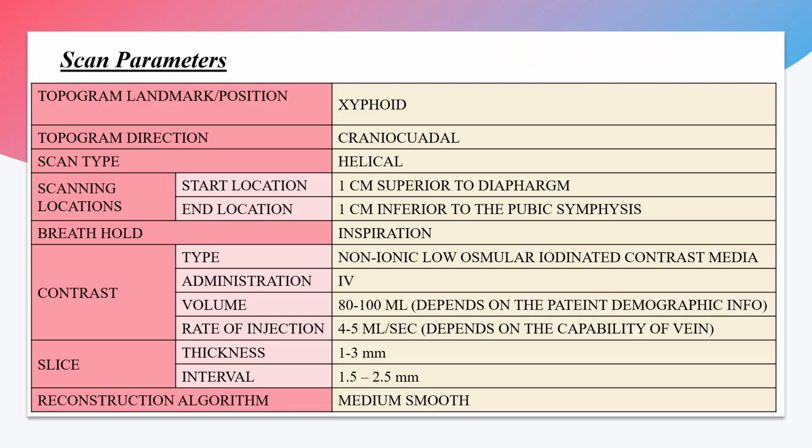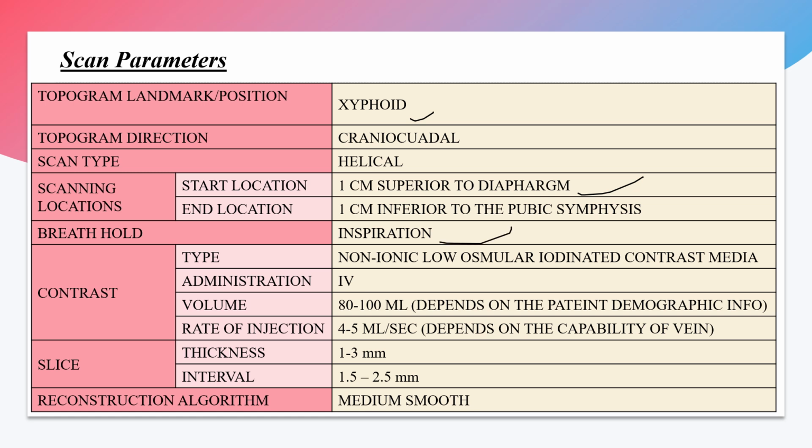Now, what are the scan parameters? The topogram landmark of position will be the xiphoid. That means the xiphoid process will be the topogram landmark to center your patient. The topogram direction will be craniocaudal, that means from the cranium to the feet side, and scan type will be helical. The start location will be 1 cm superior to the diaphragm, and the end location will be the lesser trochanter or 1 cm inferior to the pubic symphysis. For breath hold, the scan will be in inspiration.